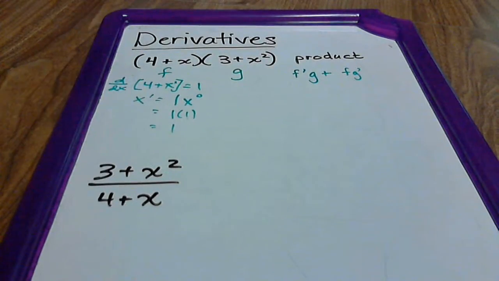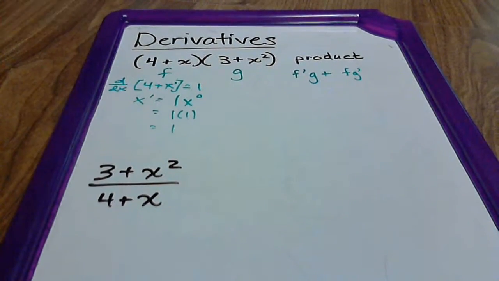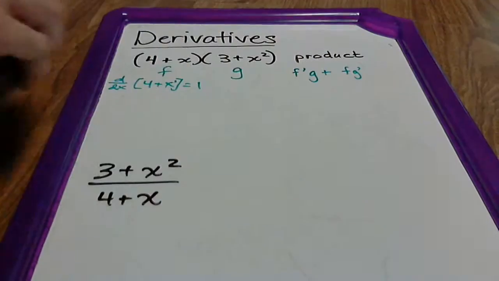And then you also have a constant 4. The derivative of any constant is 0. So I just kind of simplified things, and instead of saying 0 plus 1, I just wrote 1. Okay, so that's the derivative of 4 plus x. It would just be 1.